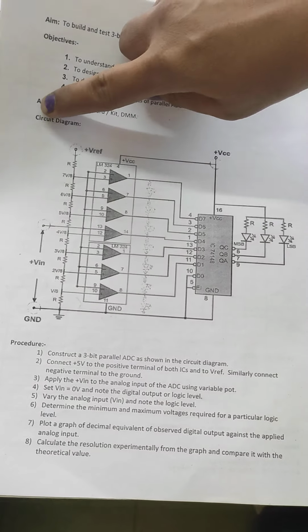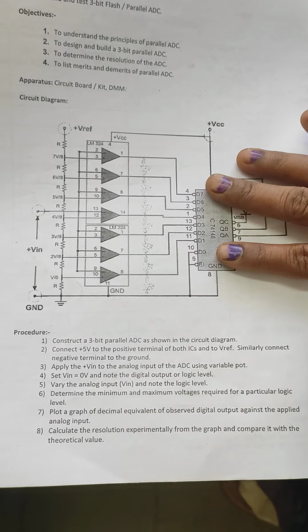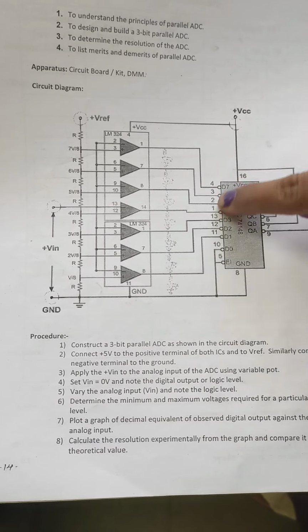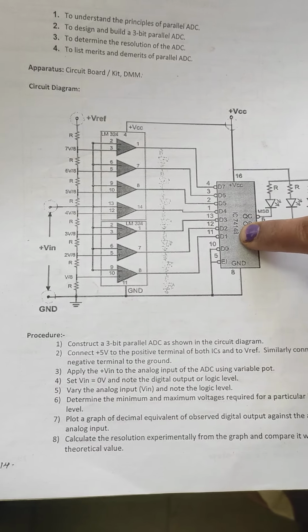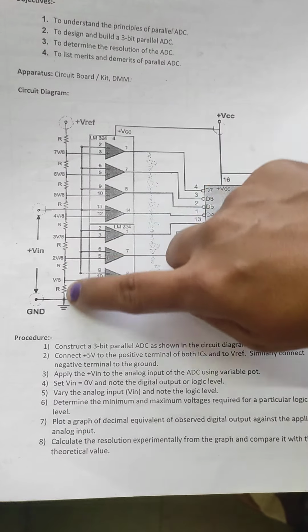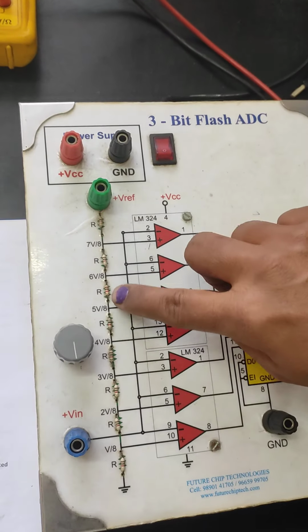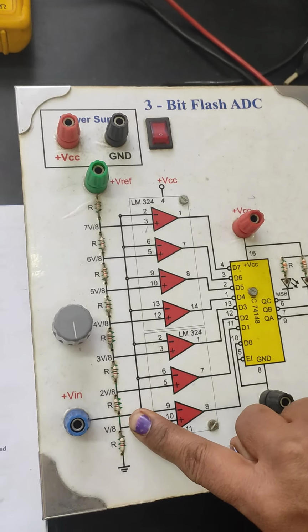So let's see the circuit diagram. In the circuit diagram we need the comparators, then the priority encoder, and this part is indicating the resistor divider network. So here is the resistor voltage divider network.